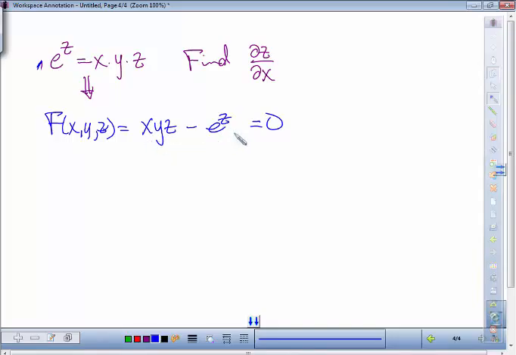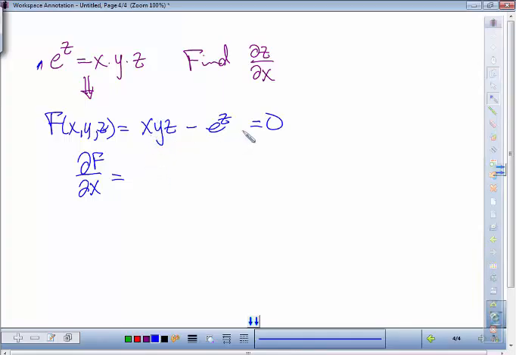So now I have this function of x and y and z, and that's equal to a constant. So I just need two things to find dz dx. I need to find the partial of f with respect to x. I think that goes in the numerator. I need partial of f with respect to z. That goes in the denominator.